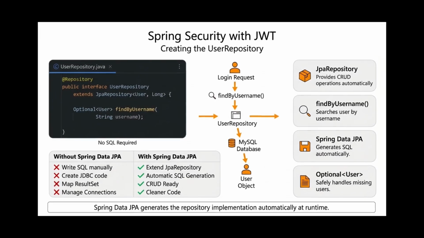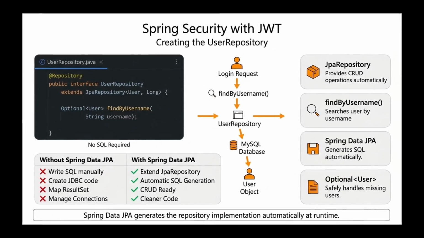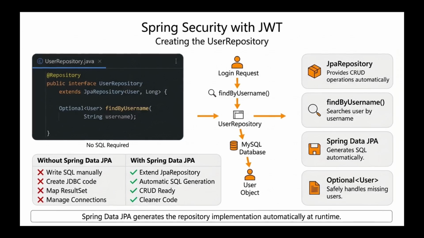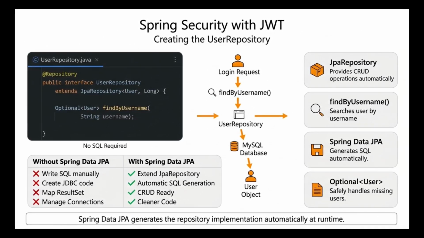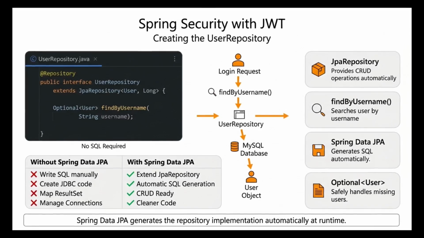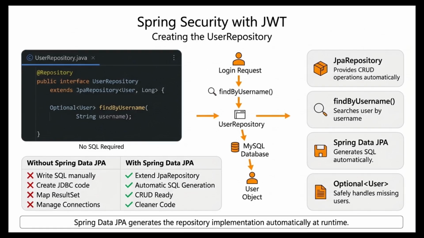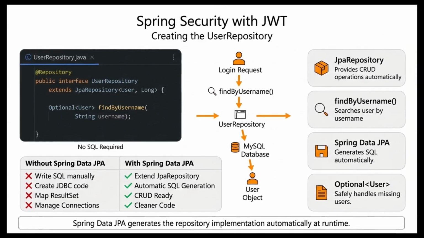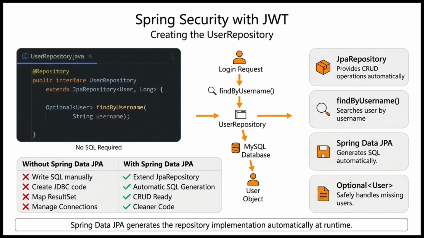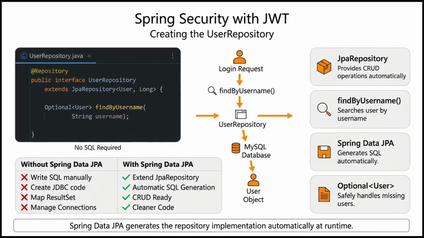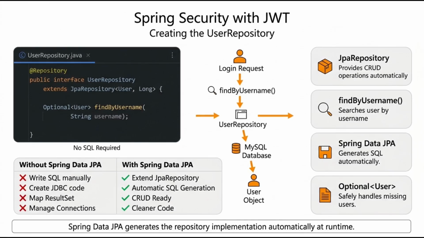Now that our user entity is ready, we need a way to access user information from the database. That's where the user repository comes in. Instead of writing SQL queries manually, we simply extend JPA repository, and Spring Data JPA automatically provides common database operations like save, find, update, and delete. We also define a custom method called find by username. During login, Spring Security uses this method to locate the user by username before verifying the password. This makes authentication simple, efficient, and easy to maintain.